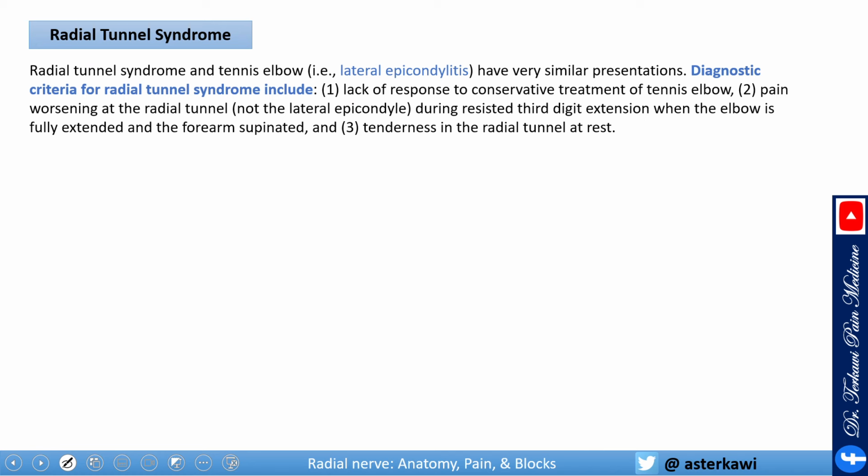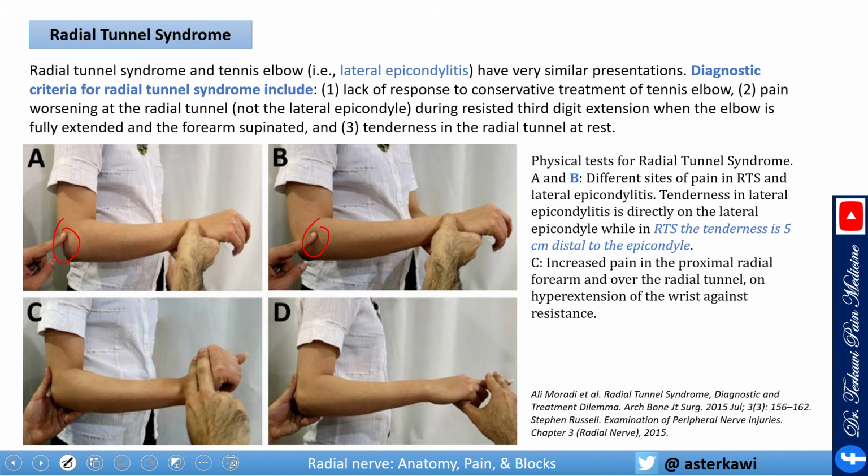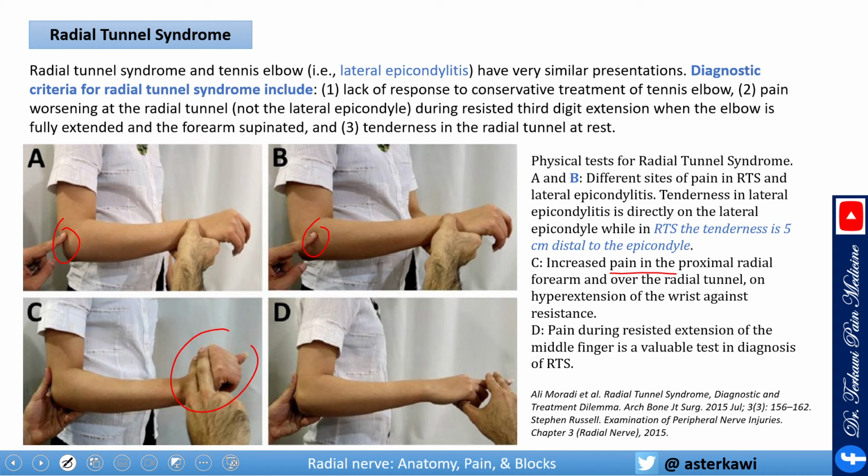So the radial tunnel syndrome commonly gets mistaken for tennis elbow or lateral epicondylitis. And to differentiate that, for the radial tunnel syndrome, you have lack of response to conservative treatment of tennis elbow, pain worsening at the radial tunnel, as I showed you, and tenderness at the radial tunnel. So here, just to show you, a patient with lateral epicondylitis usually has the tenderness here versus here for the radial tunnel syndrome. And here you see increased pain with forearm hyperextension, again, resisted. And the more specific test is the resisted extension of the middle finger.